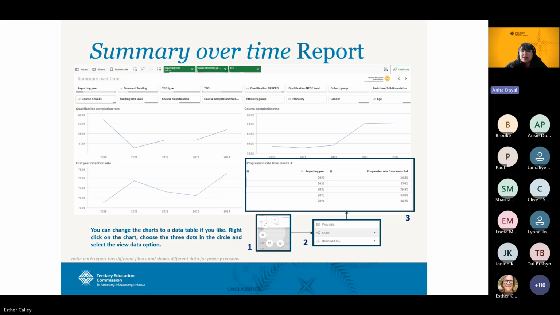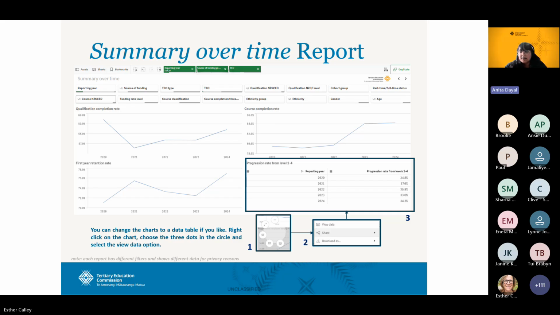The next report is the summary over time report. The EPI rates shown are based on the filters that you apply at the top. We recommend that you select multiple reporting years for this so you can see a time series of your EPIs.